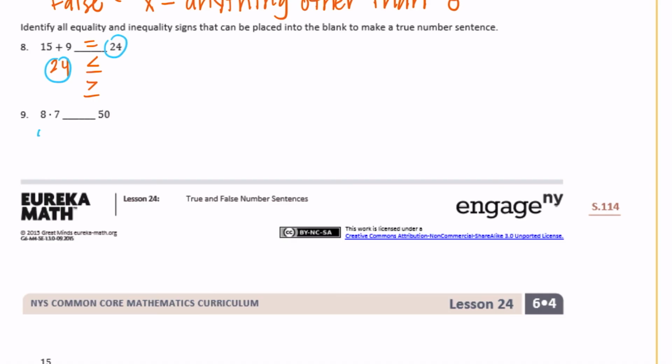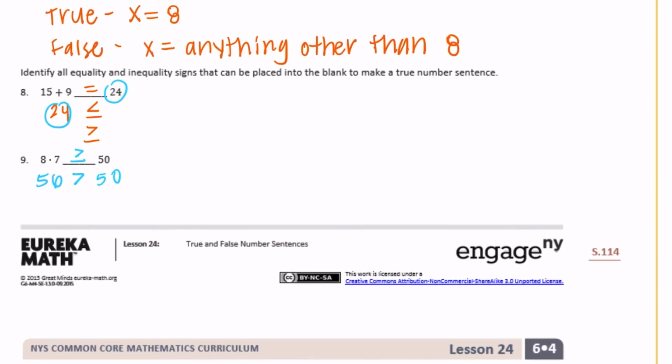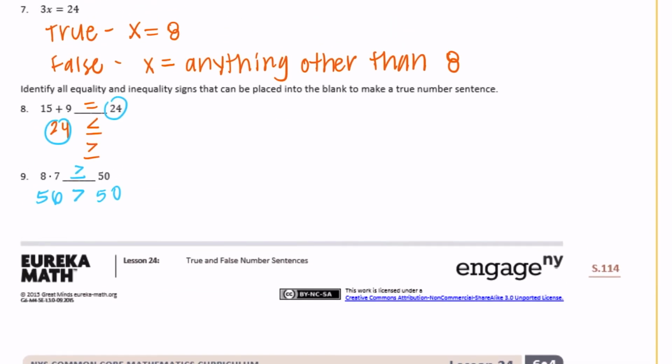Okay, 8 times 7 is what? 8 times 7 is 56. So 56 and 50. So 56 is greater than 50, or we could say 56 is greater than or equal to 50. So either of those signs would work. If you want to write them out a little bit better, for the first one, it would be equal to, or less than or equal to, or greater than or equal to. And for the second one, it was greater than or equal to, or just greater than.